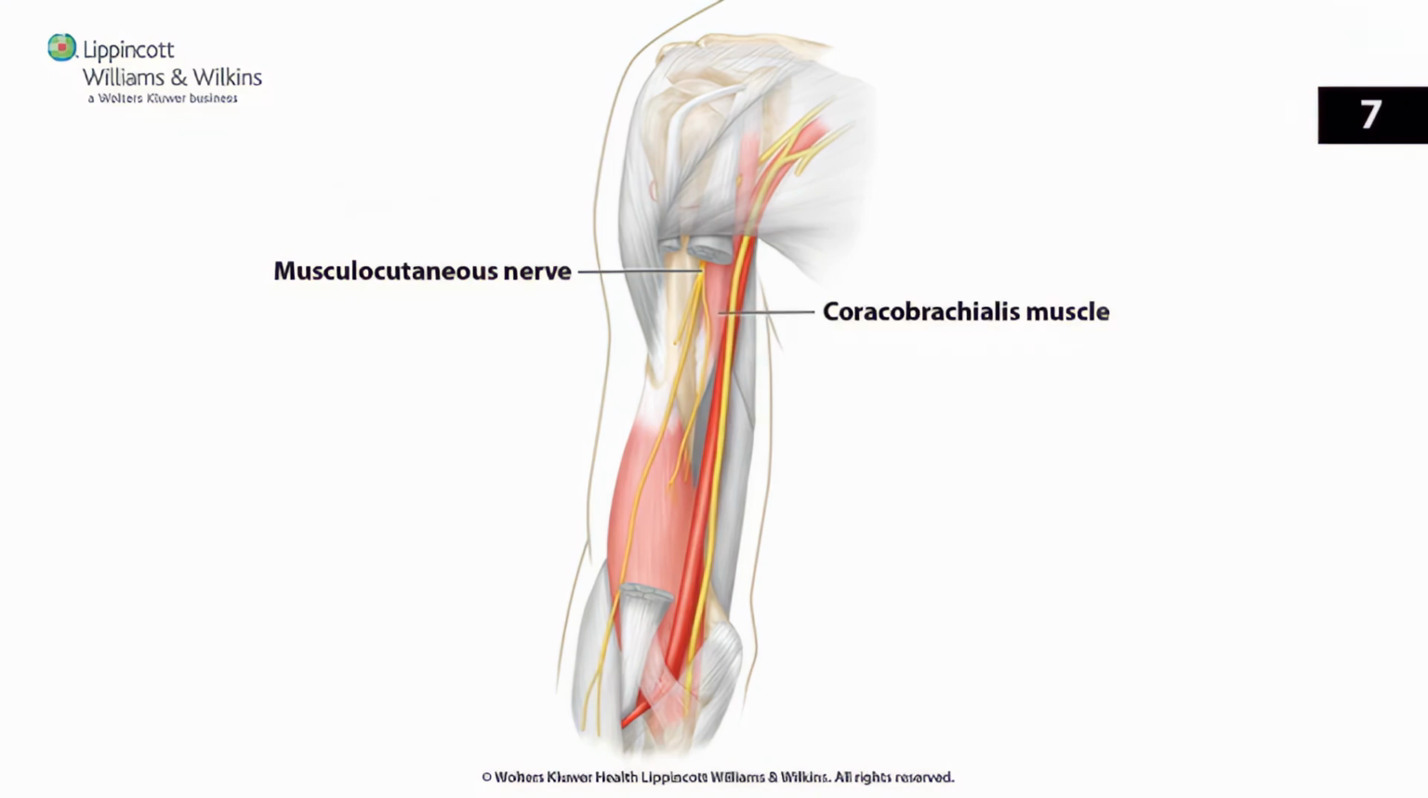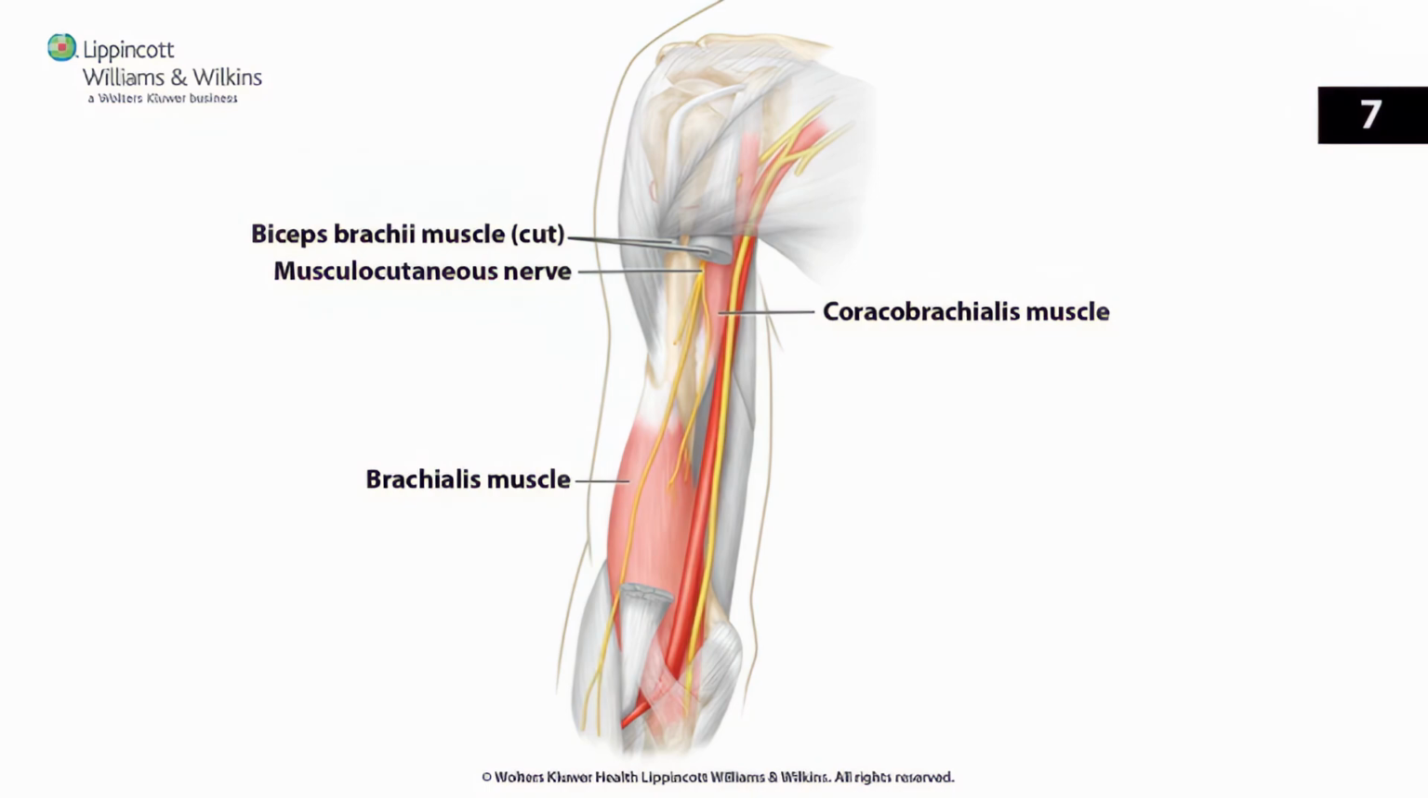Moving on to the musculocutaneous nerve. So the musculocutaneous nerve is a bit easier to remember. It innervates the coracobrachialis, the biceps brachii, and the greater part of the brachialis. Now don't get the brachialis mixed up with the brachioradialis. The brachioradialis, which we've already talked about, is innervated by the radial nerve. The brachialis is innervated by the musculocutaneous nerve.